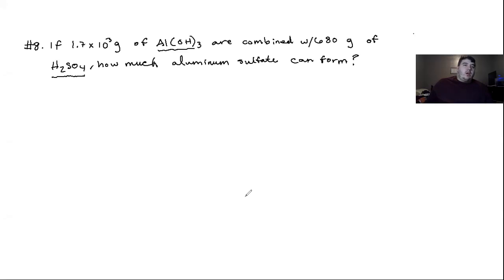All right, so this problem is asking us, this is number 8, if 1.7 times 10 to the third grams of aluminum hydroxide are combined with 680 grams of sulfuric acid, how much aluminum sulfate can form? So what we want to know is what products are going to form out of this reaction. And we also want to know what our limiting reagent is going to be, because if we can figure out our limiting reagent, then we know that the amount of product formed is going to depend on that limiting reagent.